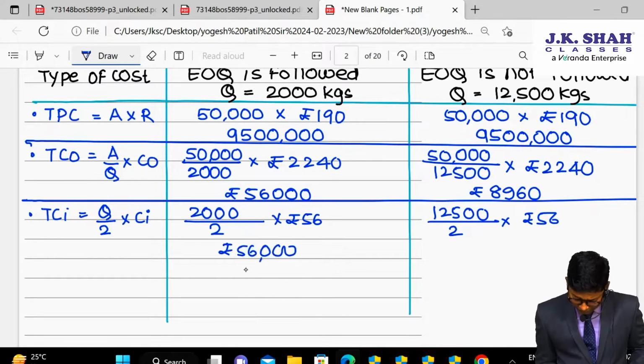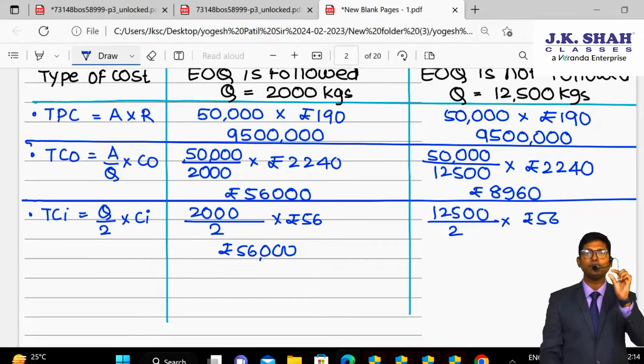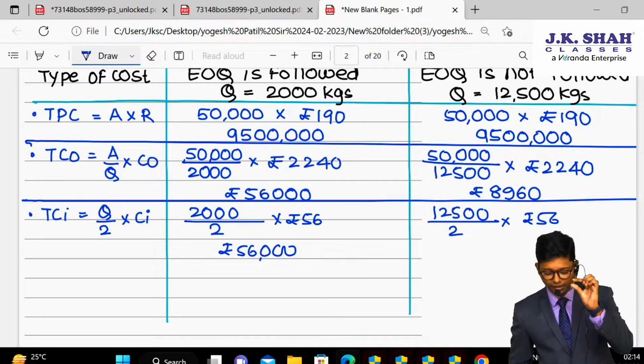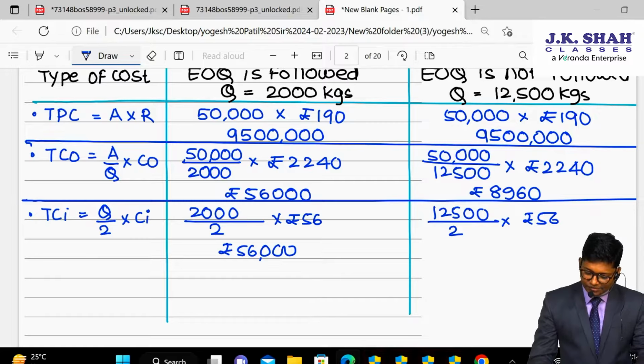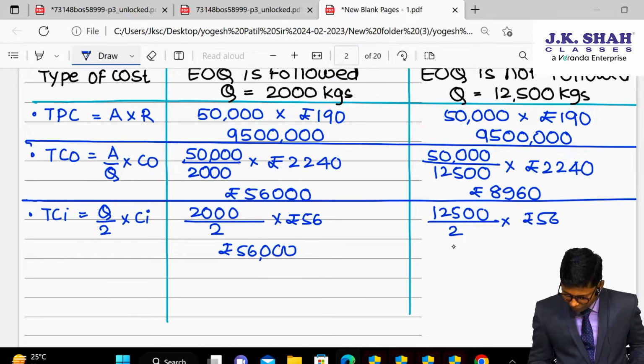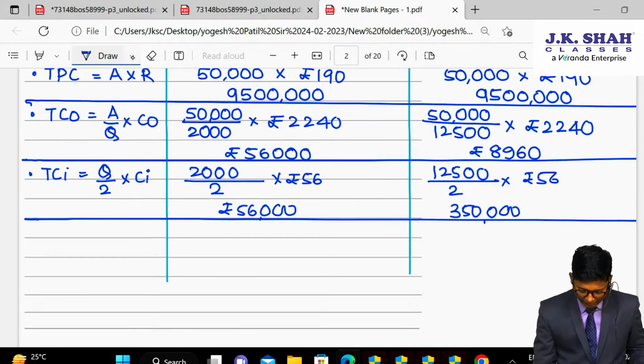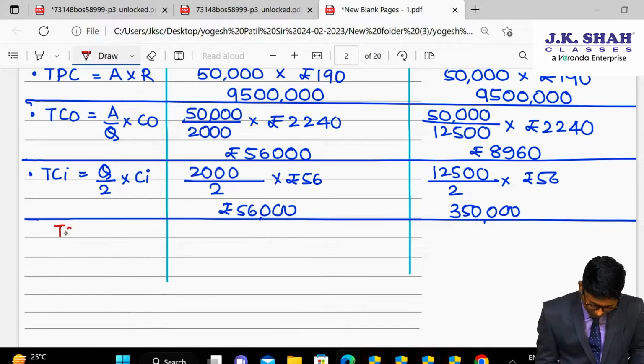It has to be 56,000 because whenever you follow EOQ, your carrying cost and ordering cost both are equal. But in the second case, 12,500 divided by 2 into 56 will give you an amount of 3,50,000. Now when you add up all three possible costs we have calculated, you are going to get the total material cost.